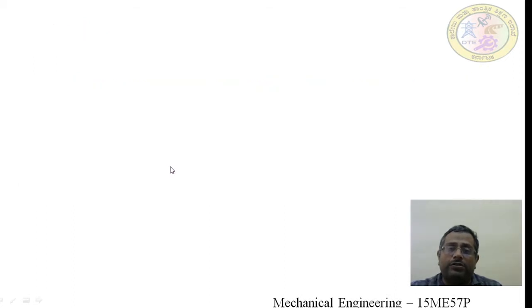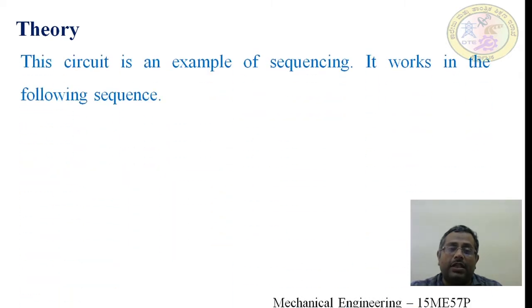Before going to see the ladder diagram for this condition, we will see some theory of how this circuit will work. This circuit is an example of sequencing operation. We know what sequencing is. Sequencing means one after the other it will work. In industries we very much require this type of sequencing operation. This circuit works in the following sequence to achieve that objective.